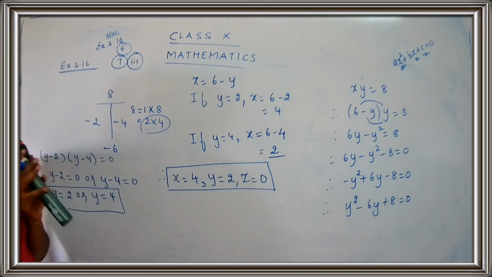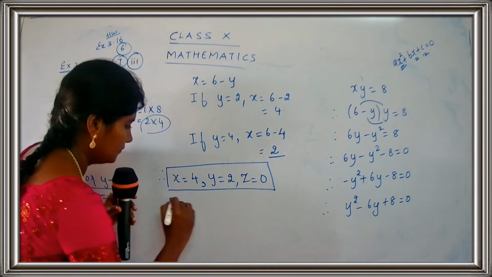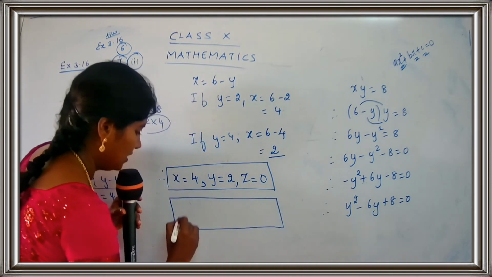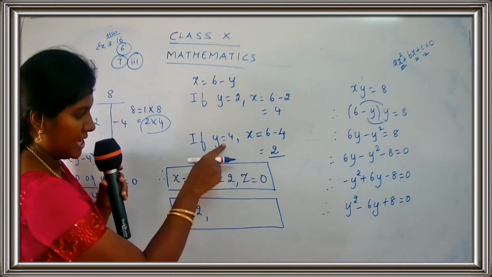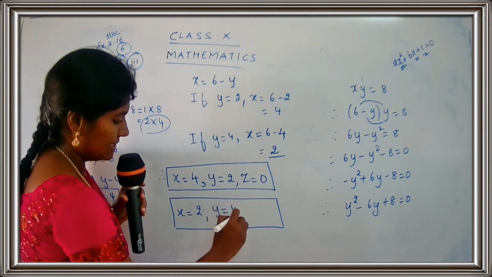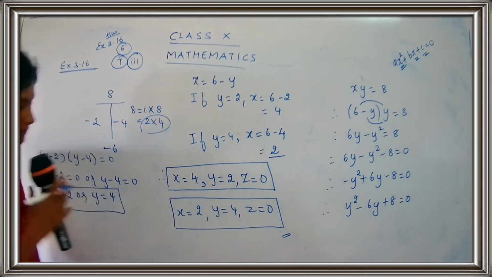X is equal to 4, y is equal to 2, and z is equal to 0. And one more part, x is equal to 2. When x is 2, y is 4 and z is 0. So this is the solution. This is the answer.